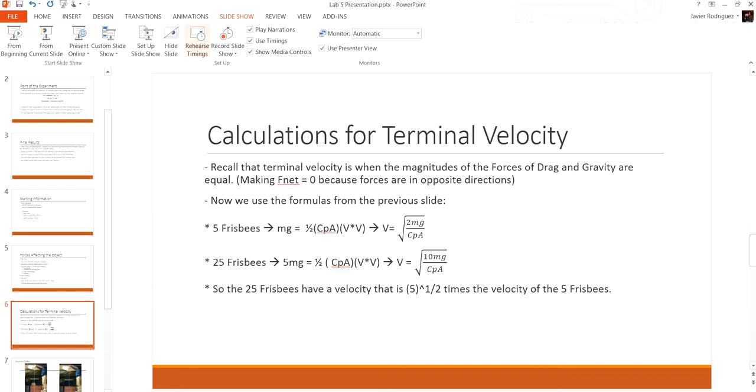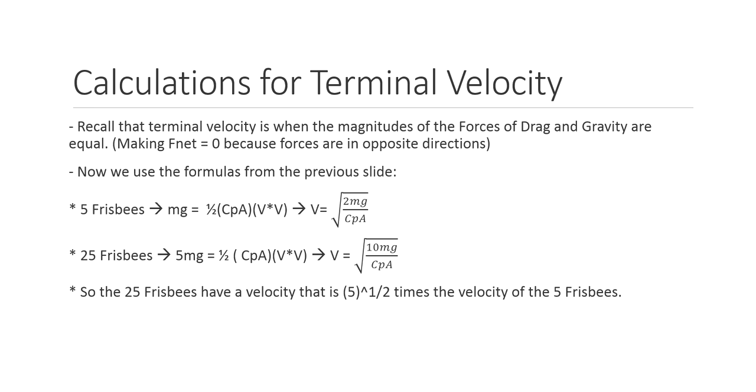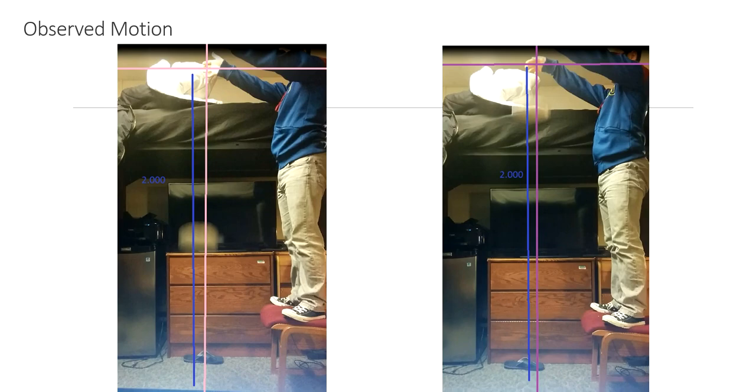Now let's go back to our presentation. As you can see here, here's the actual video from Tracker. The objects were dropped from the exact same height, which is right here, from a person standing atop a chair. On the left side we have the 5 plates, and on the right side we have the 25 plates.